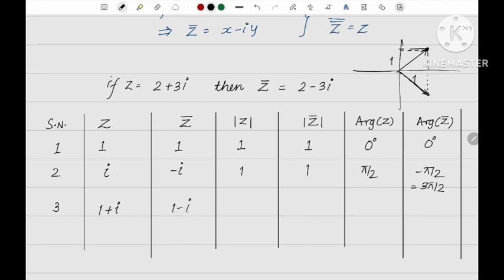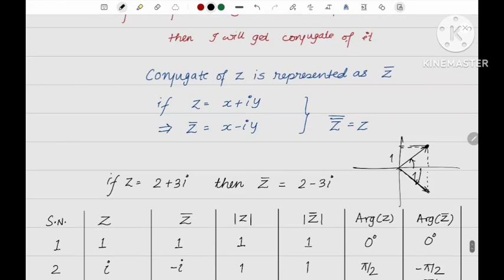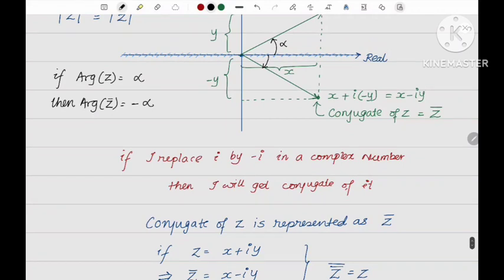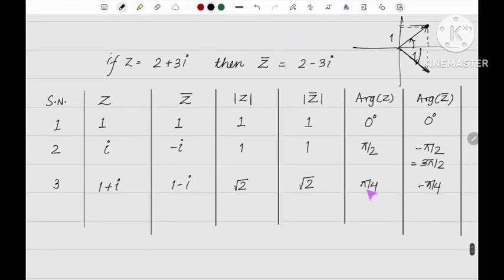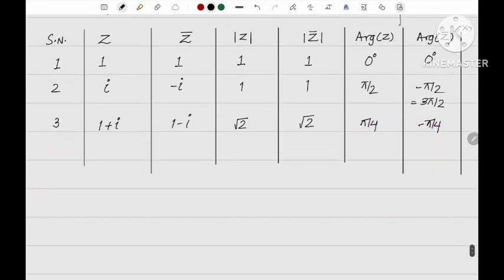What is the magnitude of z? It is root 2, the same as the magnitude of z bar. What is the argument of z? This angle. If you find out this angle, this will be pi by 4, and if you find this angle, this will be minus pi by 4. So we have seen that if the argument of z is alpha, then the argument of z bar is minus alpha. So alpha and minus alpha. So what we have seen here is two things we can note down.